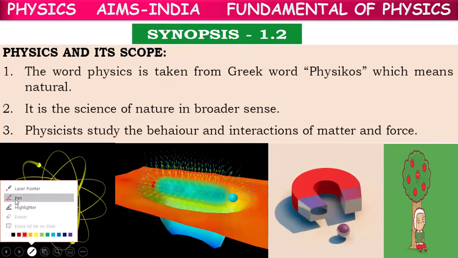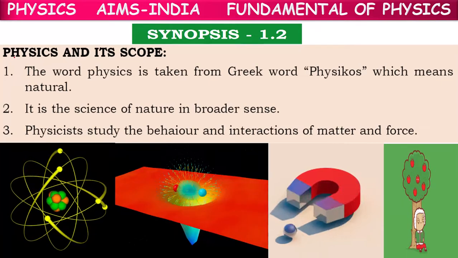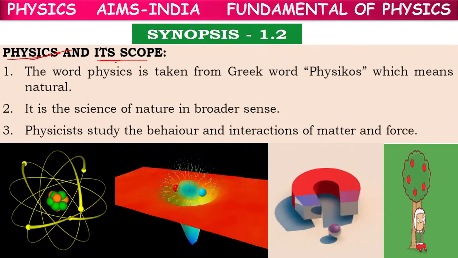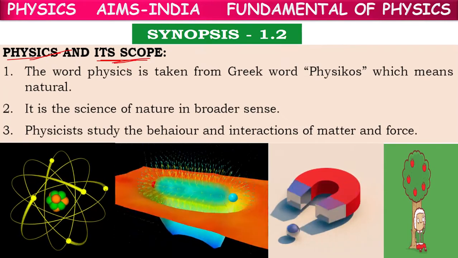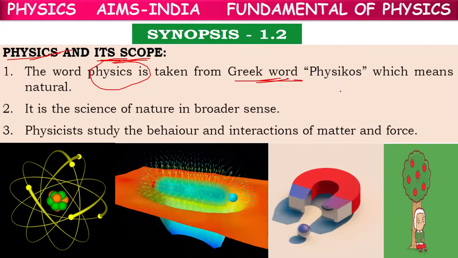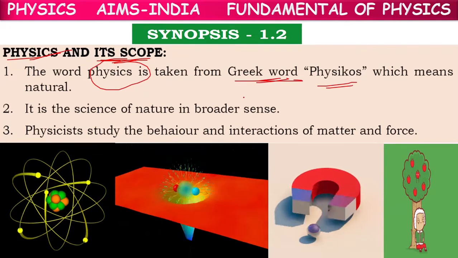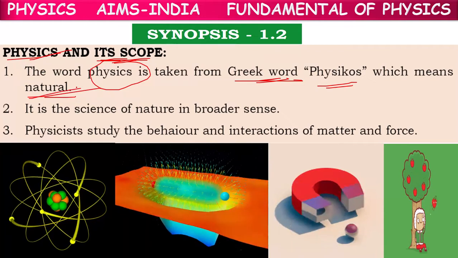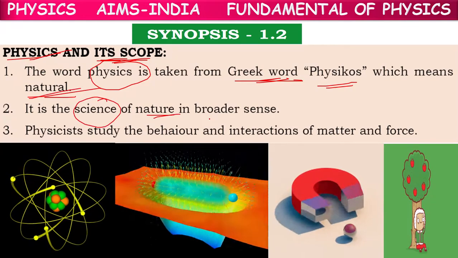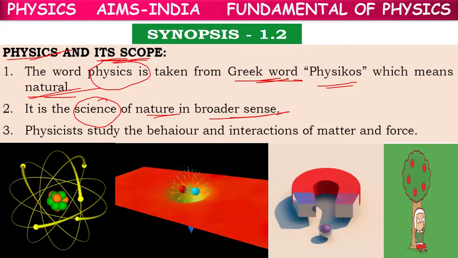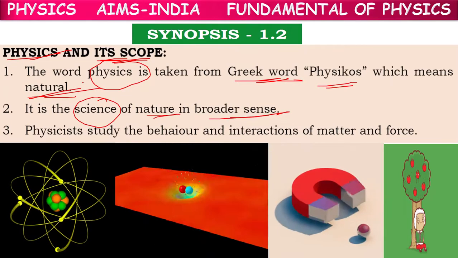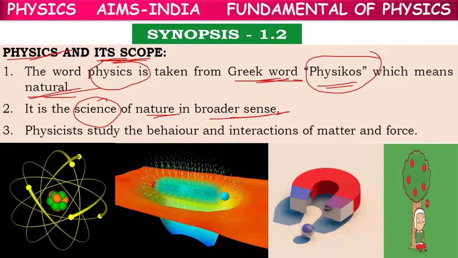So okay, children, today's concept: physics and its scope. The word physics is taken from the Greek word physikos, which means natural. It is the science of nature in a broader sense. The science about nature is called physics, according to the word physikos.